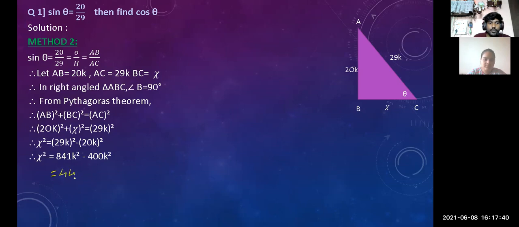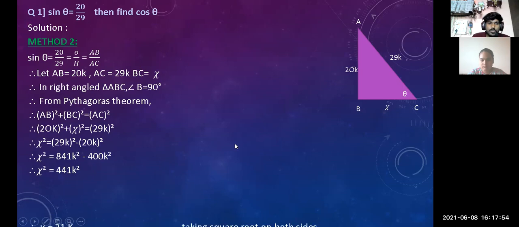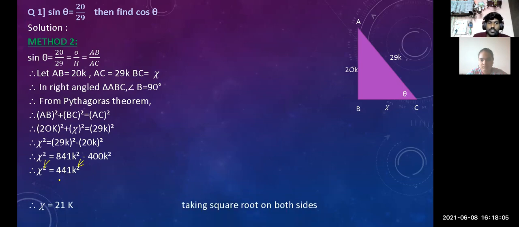441 and then the k square as it is. So 441 k square. So x square is equal to 441 k square. Now you take square root on both the sides. You will need to remove this square. So you take square root both the sides.